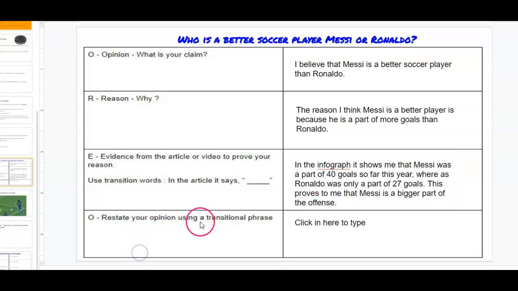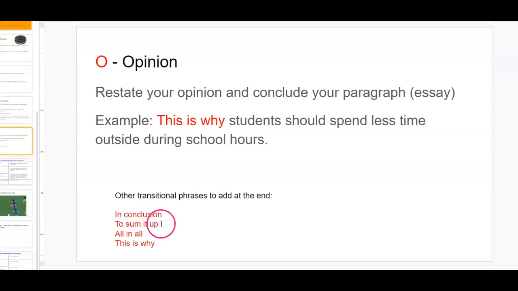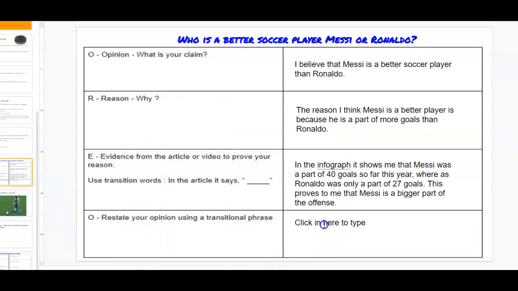So finally, restate your opinion using a transitional phrase. So I'm just restating it, and my transitional phrase, if I go back to opinion, was in conclusion, to sum it up, all in all. So I get to pick one. I'm going to use the first one. In conclusion.